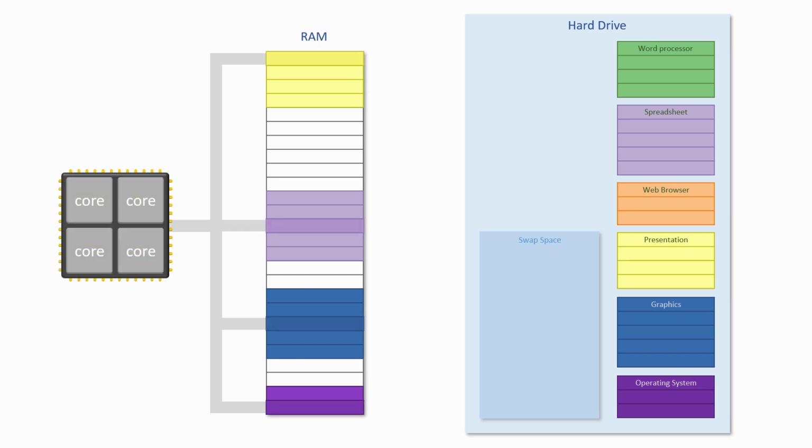A CPU with multiple cores can really run programs simultaneously, rather than the operating system having to fake it. But those programs must have been designed to work on a multi-core processor.